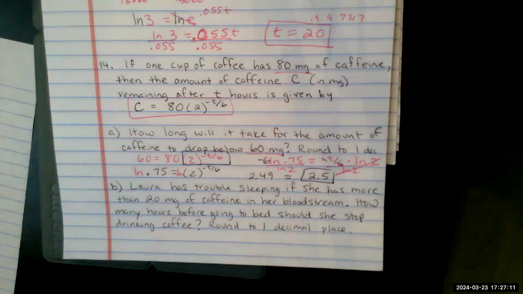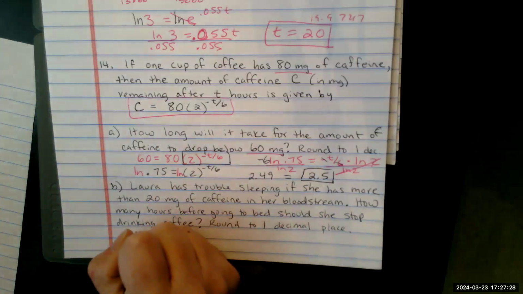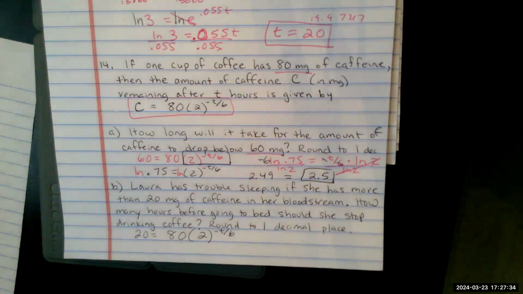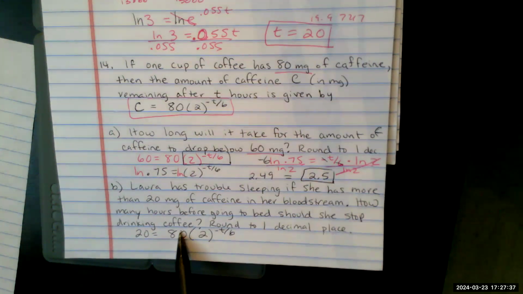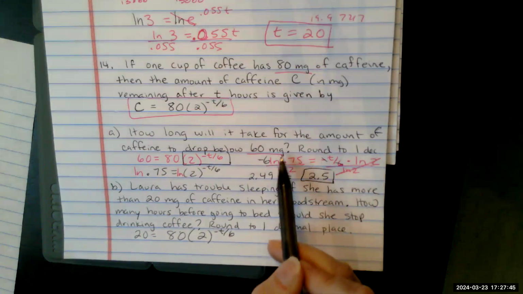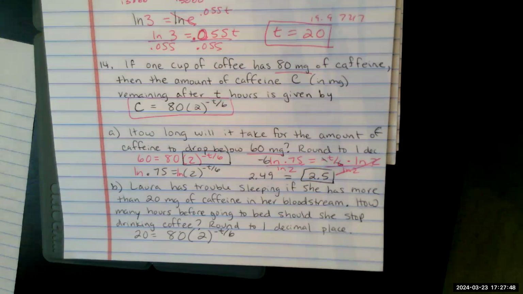And then finally, B, Laura has trouble sleeping if she has more than 20 milligrams of caffeine in her bloodstream. How many hours before going to bed should she stop drinking coffee? So it's basically asking how long will it take for the caffeine in her system to get to 20. So instead of 60, we're going to do the exact same thing, but plugging in 20. So exact same work I did before. You'll divide by the 80, take ln of both sides so that you can bring this down, and then do the same thing I did here. Divide by the ln, and then multiply by negative 6 to get rid of that negative and the 6.